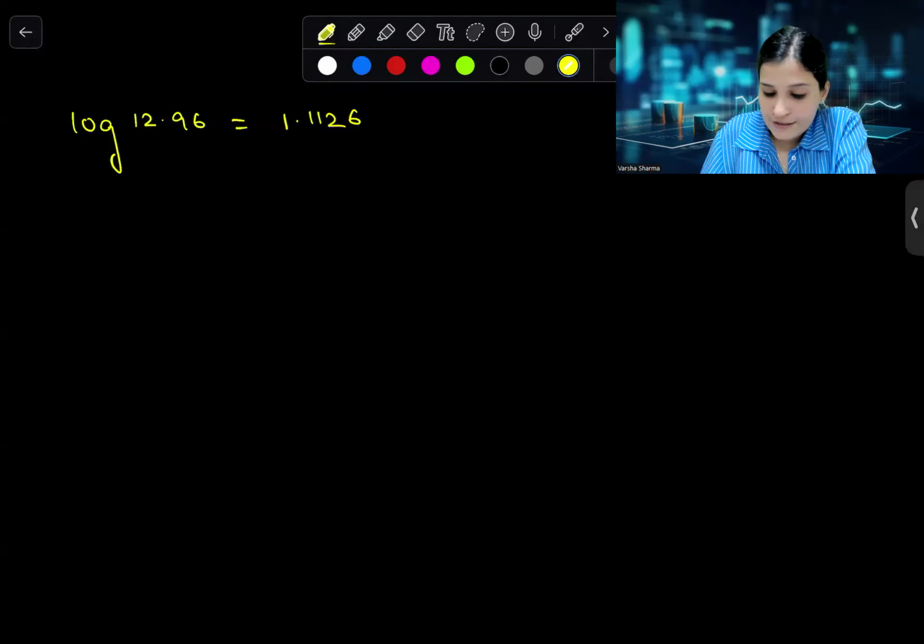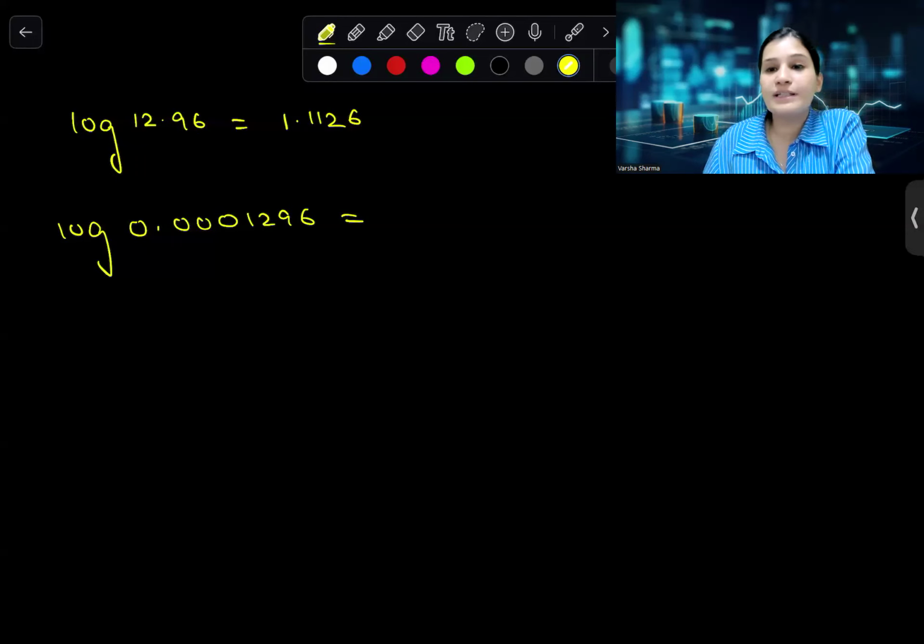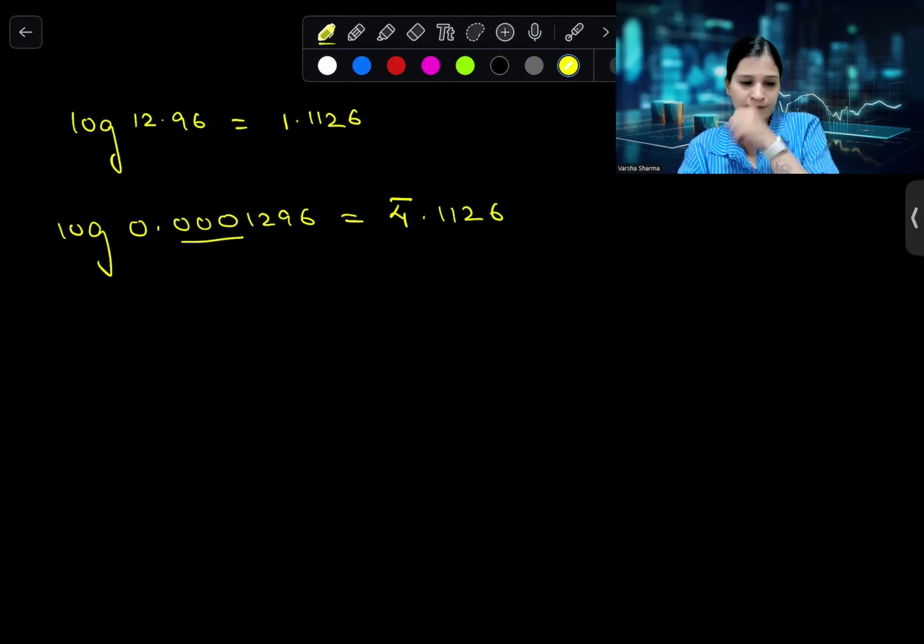1126. If instead of this, I would have had 0.00001296, what would the change be? In this case, when we are finding the characteristic, it will be the number of digits after the decimal plus 1, and that too negative. So what will come here? Minus will come in front. The characteristic will be 4 bar. And the mantissa will remain the same, 1126. Any problem?